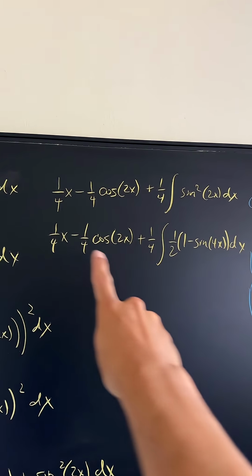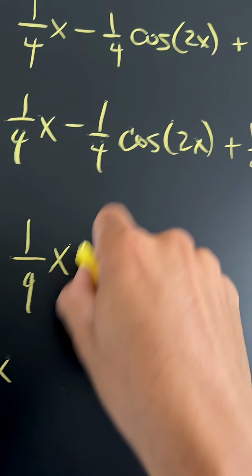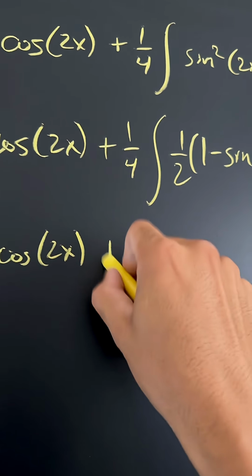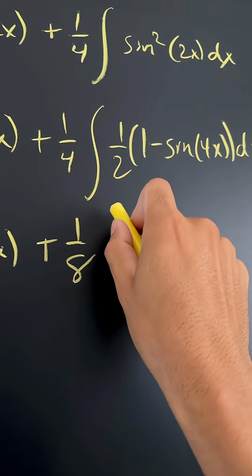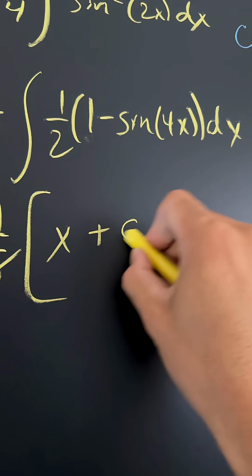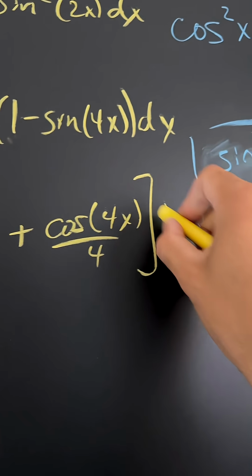So I just distributed the 1/4 to the first two terms that I found the value for. And then let's go ahead and move this to the other side. So this will give us 1/4 x plus 1/4 sine of 2x plus 1/8, and then we're gonna integrate this portion. This right here is simply an x, and this will be plus sine of 4x over 4, and then we have our plus C.